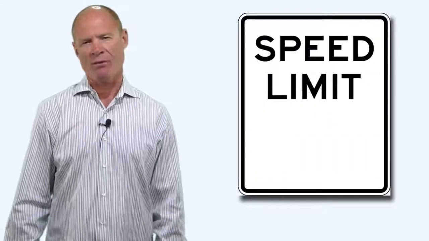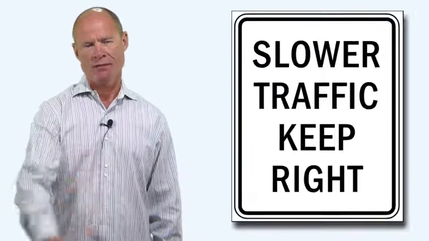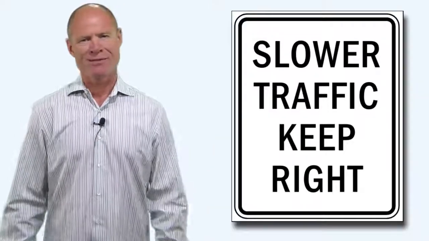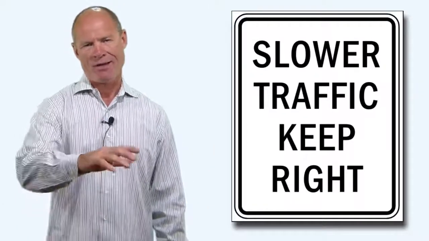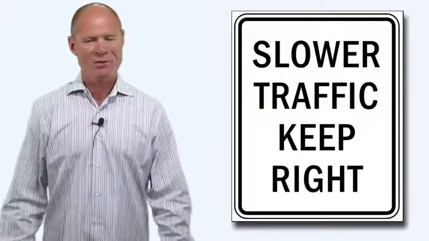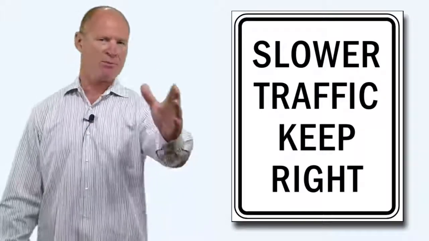The next regulatory sign is rectangular in shape with a black border and a white background. Mostly speed signs, but also slower traffic move to the right. For those of you traveling less than the traffic flow and traveling in the hammer lane, it indicates to you, yes you, that you should move over to the right lane, which is considered the slow lane, so other people can pass.